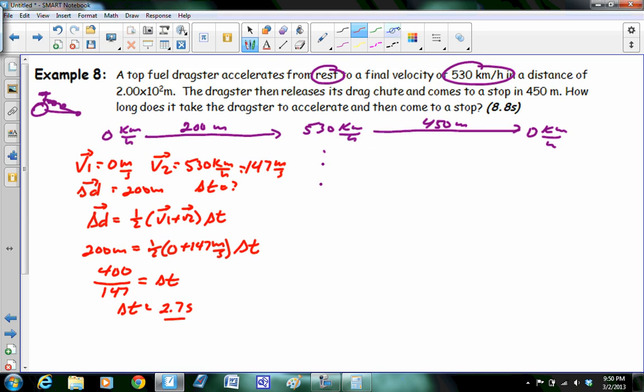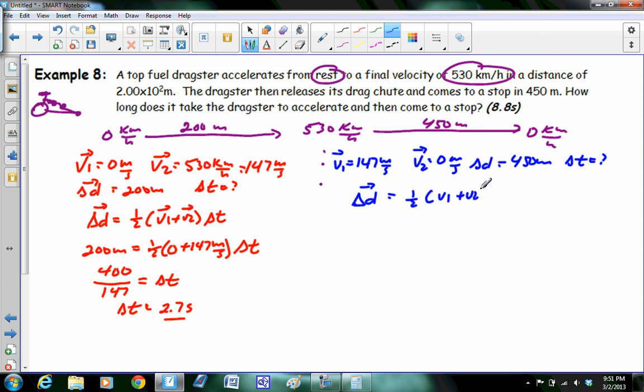It's pretty impressive, actually. All right, for the second part, we're starting at 147 meters per second, and we're going to end up at 0 meters per second. And this occurs over a displacement of 450 meters. And like before, we're trying to find the time. So a very similar equation we have here. So my displacement is equal to my 1/2 v1 plus v2. So in other words, my average velocity multiplied by time.